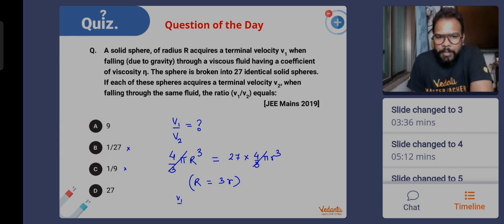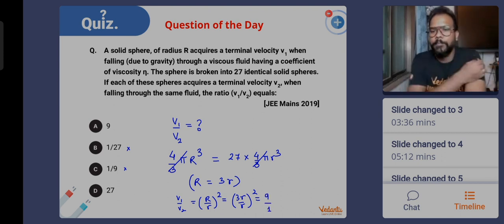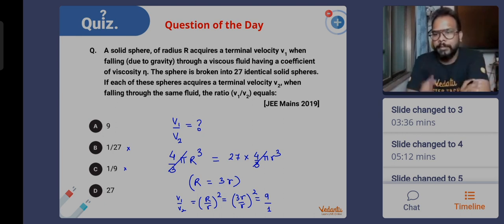Good enough. So V1 by V2 is going to be R by small r, whole squared. This is 3r by r, squared. That's 9:1. Make sense? That's it. That's the answer.